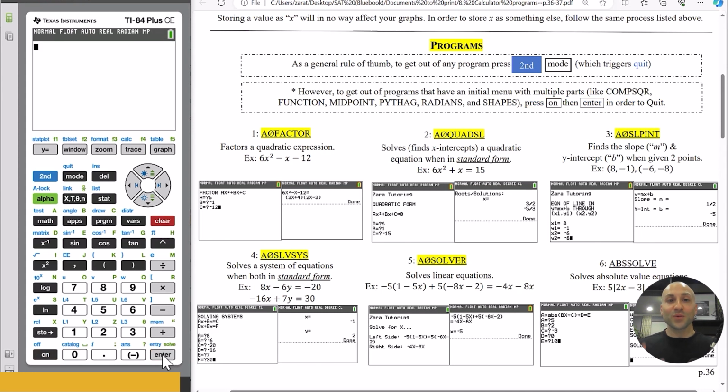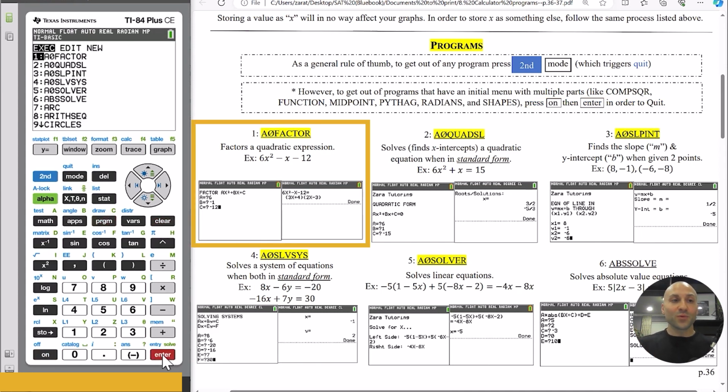So let's go ahead and start with the first program, Factor. When you go into your programs, you could choose number 1, or you could just press enter. You can press enter again. Whenever you get into the program, you always press enter on that home screen. What this does is it factors a quadratic expression. An expression is one that doesn't have it equal to a value. If it's equal to something, then you're going to solve, and that would instead be program number 2, which we'll get to in a moment.